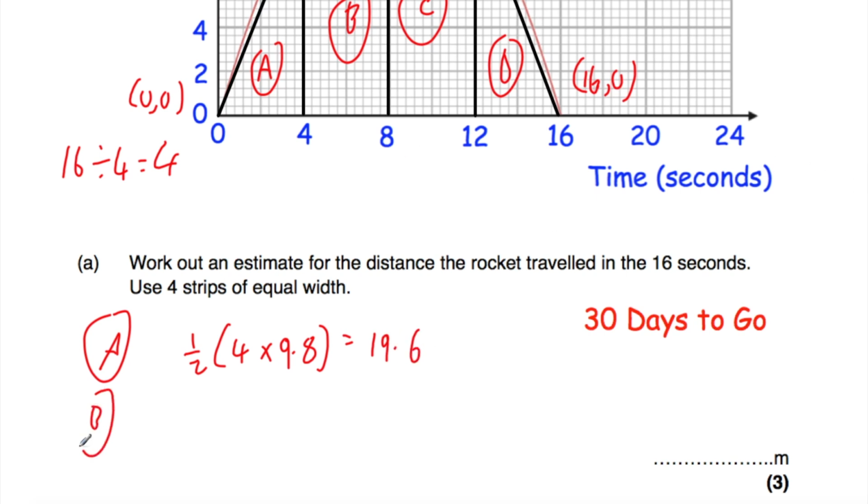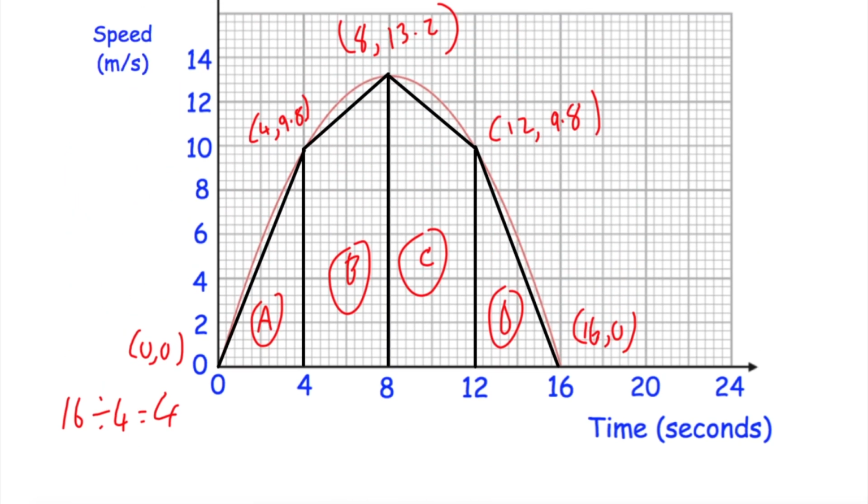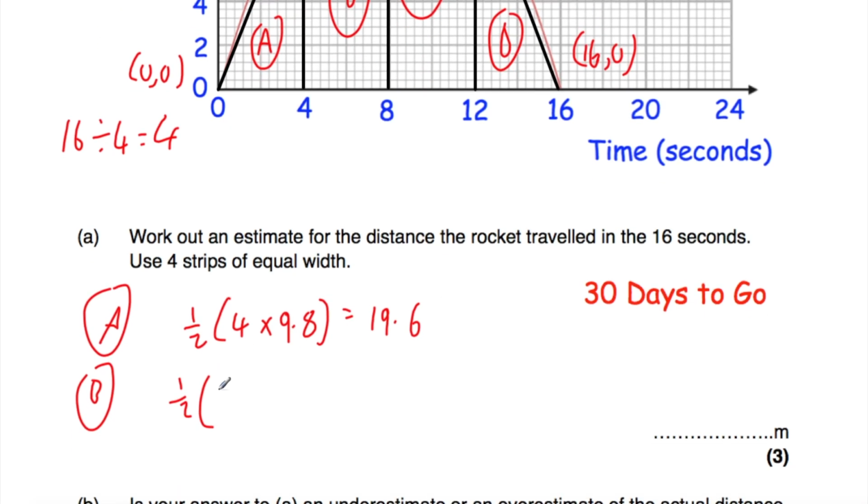Okay, next B. So B is a trapezium. So we're going to do a half bracket A plus B times H. So in terms of our A and B, let's turn our head sidewards and look at the lengths of the two parallel sides. They would be 9.8 and 13.2. And then the H, the distance between them, would be 4. So 9.8 plus 13.2, and we're multiplying that by 4, the distance between them. And when we do that, we get 9.8 plus 13.2, divided by 2, and then times by 4, that's equal to 46. So we've got the area of A and B.